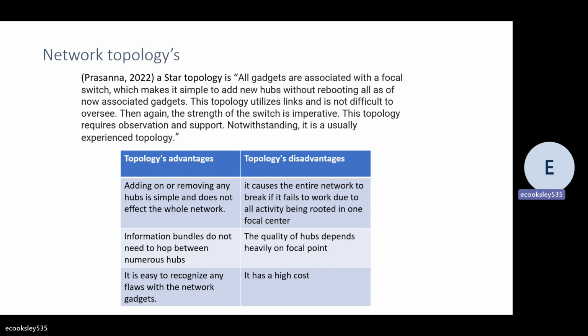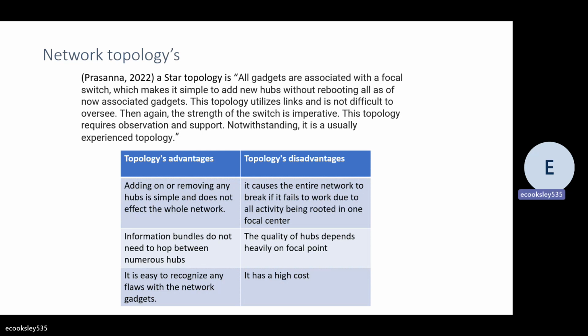According to Prasanna 2022, star topology is when all gadgets are associated with a focal switch, which makes it simple to add new hubs without rebooting all of the now associated gadgets. This topology utilizes links and is not difficult to oversee. But then again, the strength of the switch is imperative. This topology requires observation and support. Notwithstanding, it is a usually experienced topology.